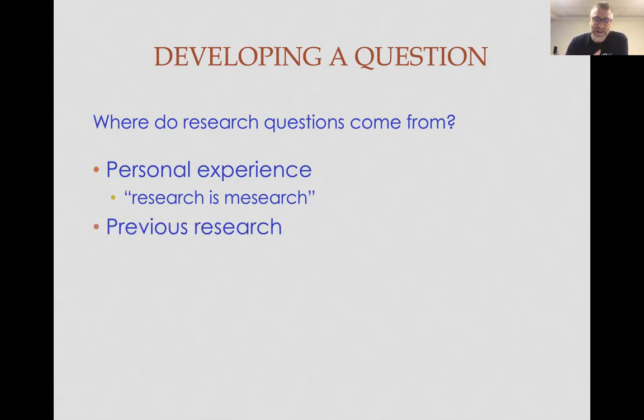Another place that research questions often come from is from previous research experiences. Okay, from previous research experiences. So if you're a person like me and you spend a lot of your life reading journal articles and reviewing journal articles, often what will happen as you read a journal article is you have a question.